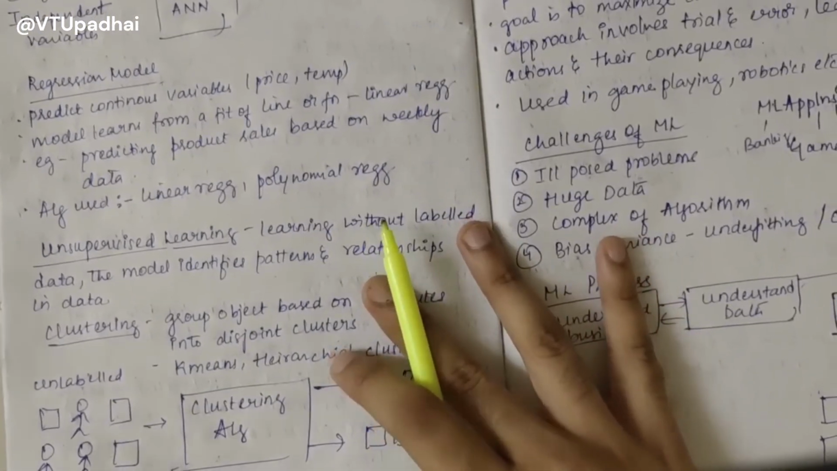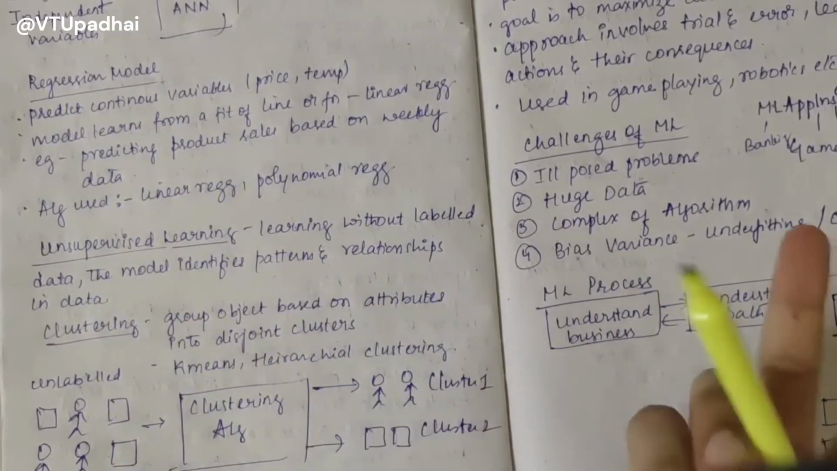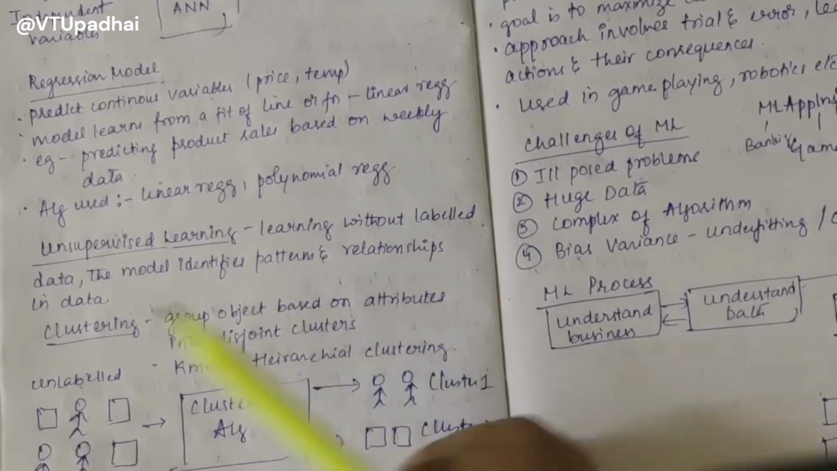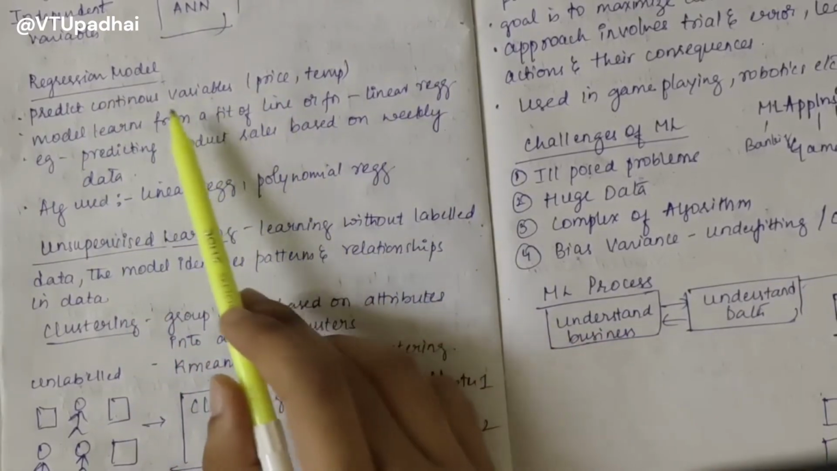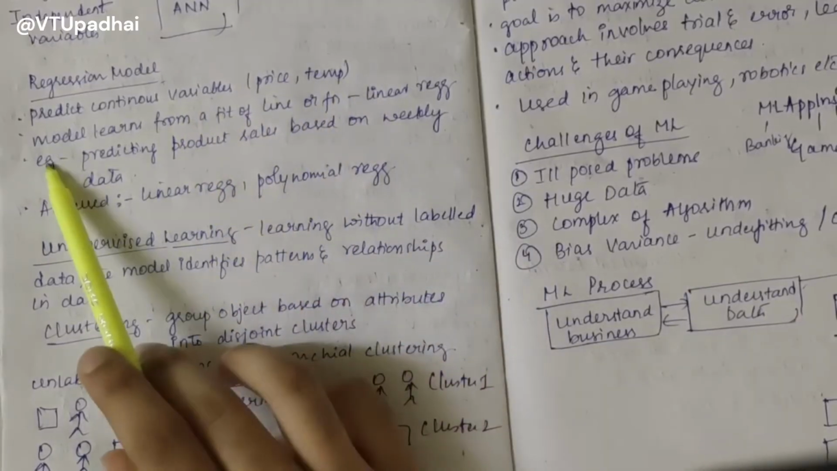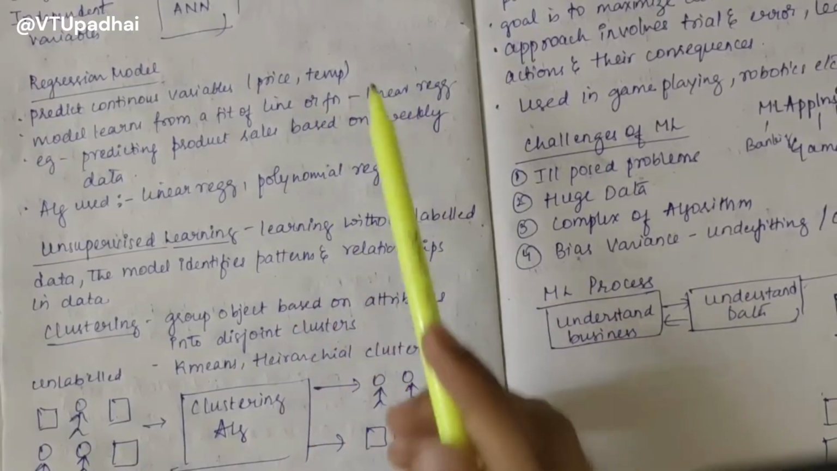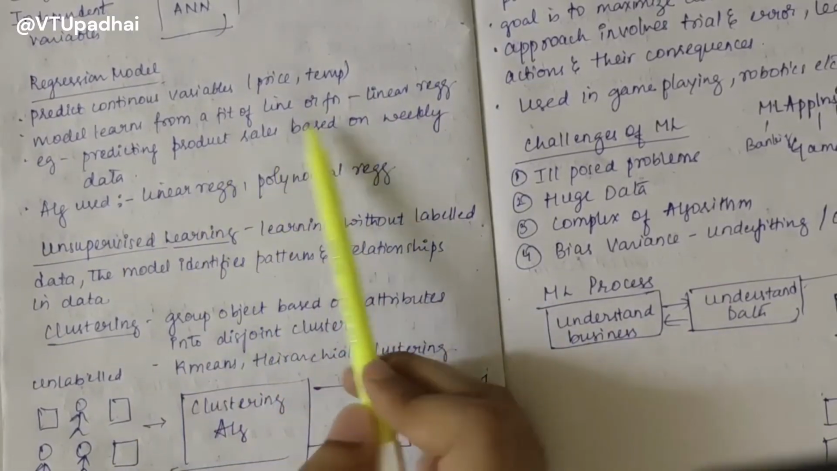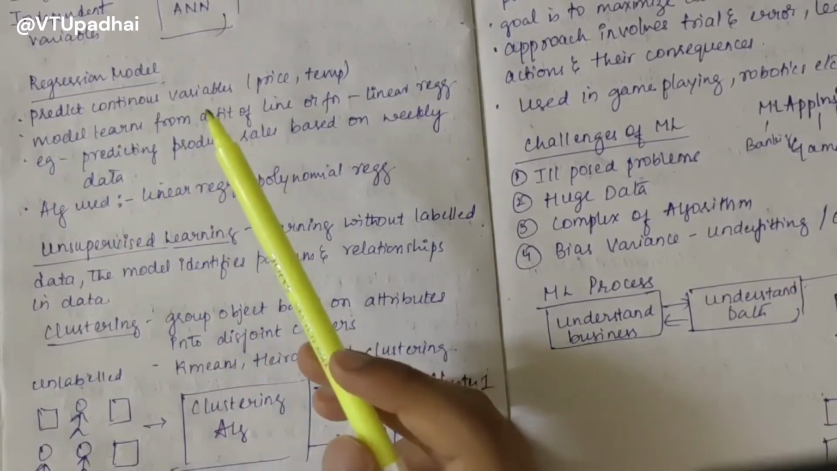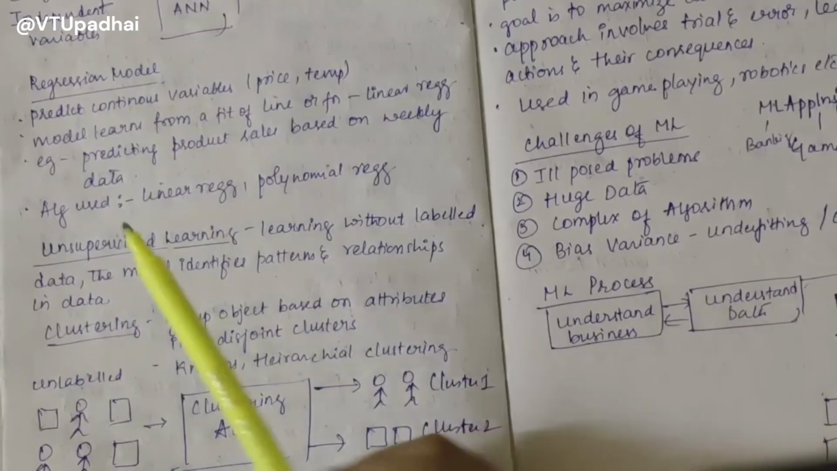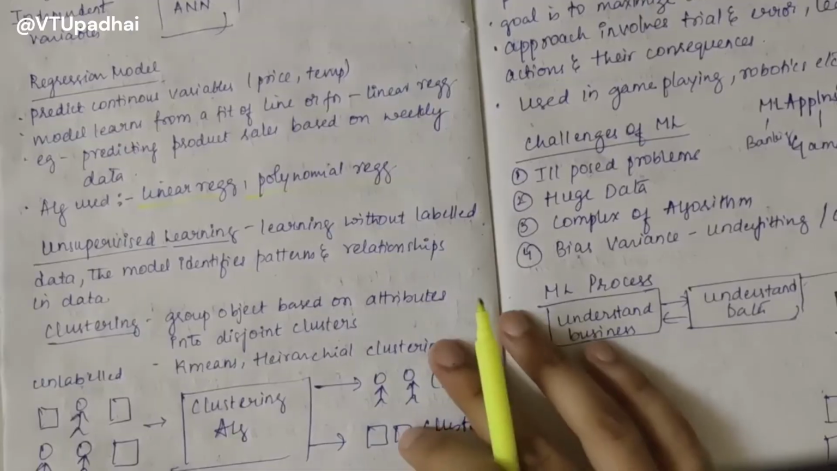Next, we have the regression model. It predicts continuous variables, like price and temperature. In order to generate a regression tree, we make use of the regression model. The model learns from a fit of a line or function, that is through linear regression. Predicting product sales based on weekly or monthly data comes under continuous variables, right? So we make use of the regression model here. The algorithms used are linear regression, polynomial regression, and so on.